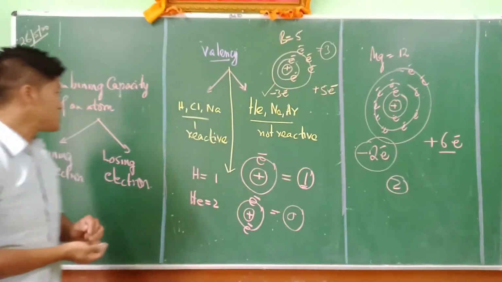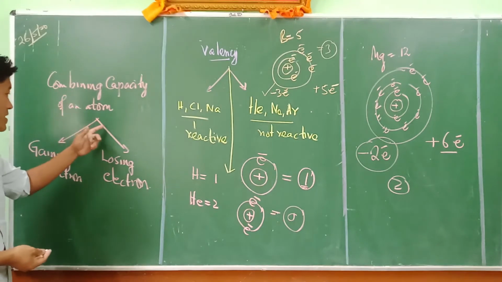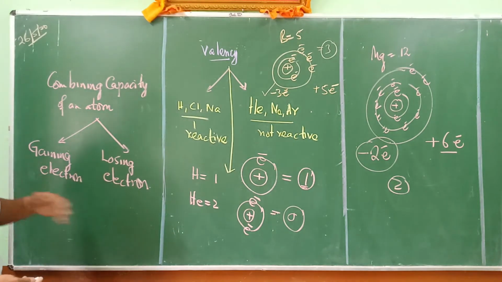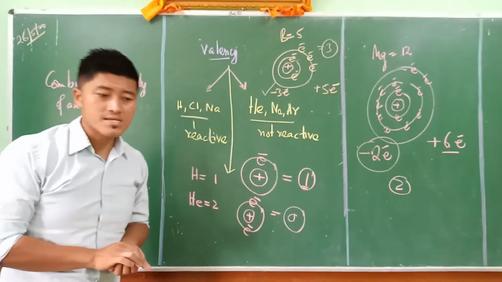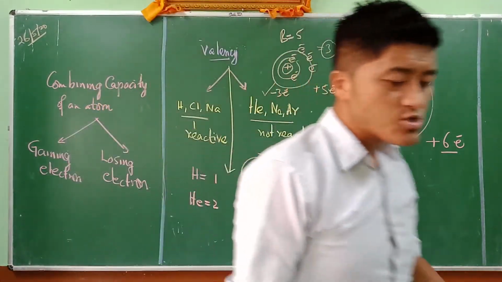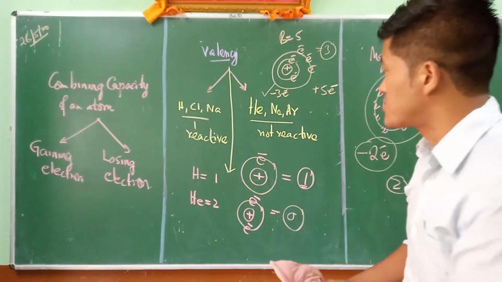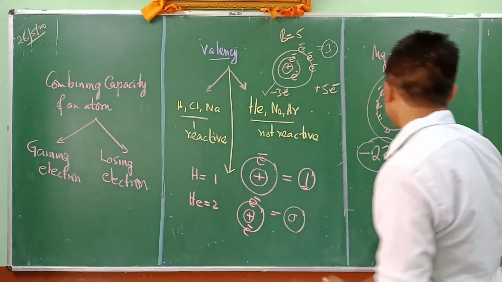So valency is the combining capacity of an atom by gaining an electron or by losing an electron, which is what we refer to as valency. Understand? If you are able to understand valency, we will also be able to write the chemical formulas.